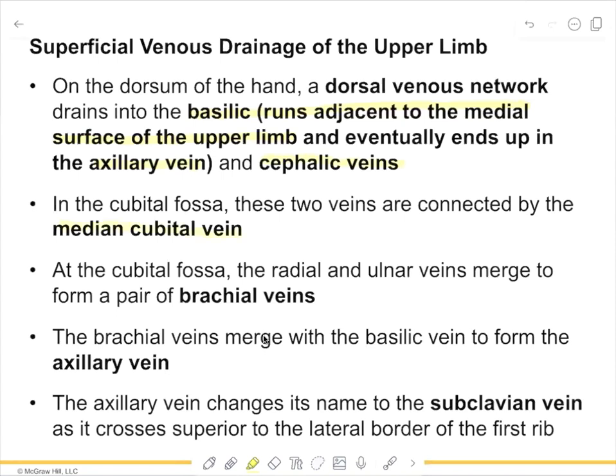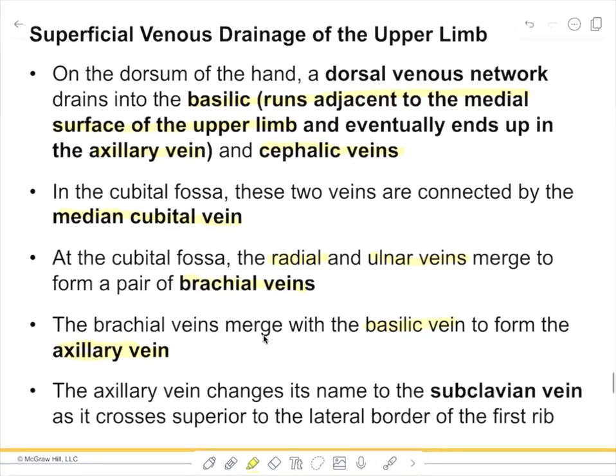The radial and ulnar veins are going to merge to become the brachial veins. The brachial veins then merge with the basilic vein to form the axillary vein. And that changes its name to become the subclavian vein when it is in the clavicle region.